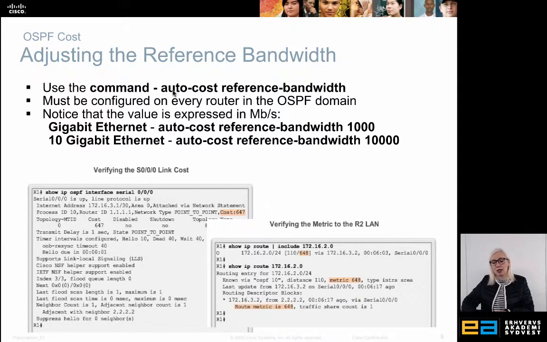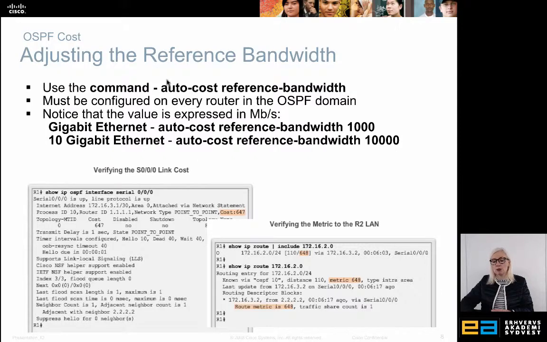I can change the auto-cost reference bandwidth. If I want to change that so that I will be able to see the difference between fast Ethernet and gigabit Ethernet, for instance, I must remember to change it all over my network. I cannot only do it on 1 or 2 routers. I need to change it so that we have the auto-cost reference bandwidth be the same. But it's no problem in doing that.